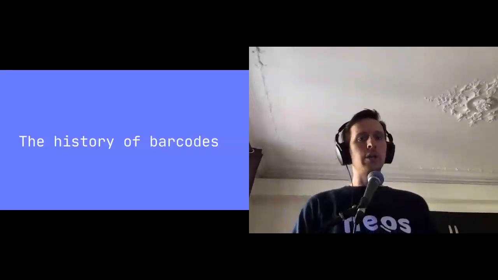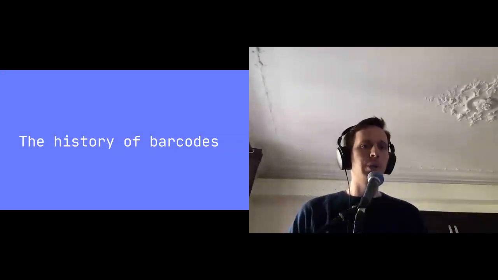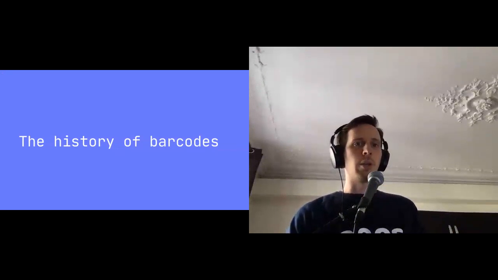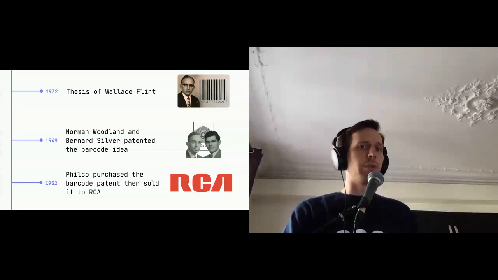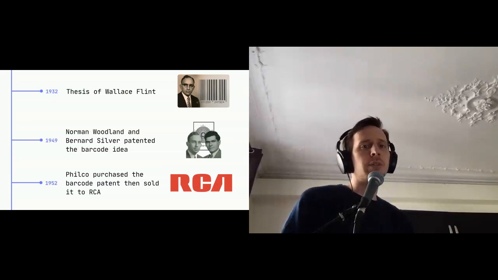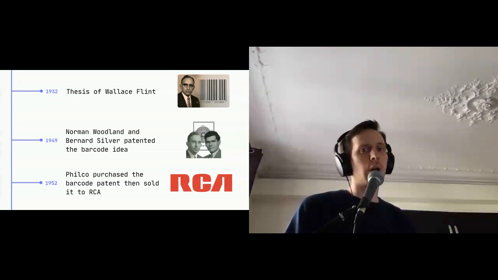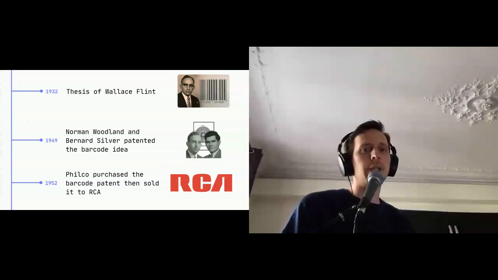Before that, I'd like to give you some context about barcodes and talk a little bit about the history of barcodes. The idea of the barcode originated in the 30s with a thesis paper by a guy named Wallace Flint. He was a Harvard business student, and he invented the automated grocery system. Basically, he was using punch cards and through racks, and then products were automatically dispensed.